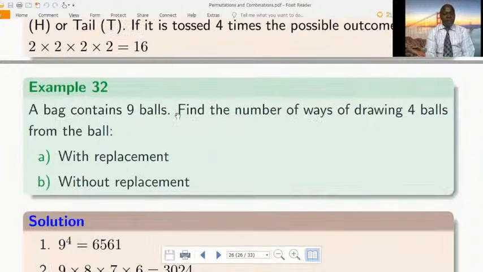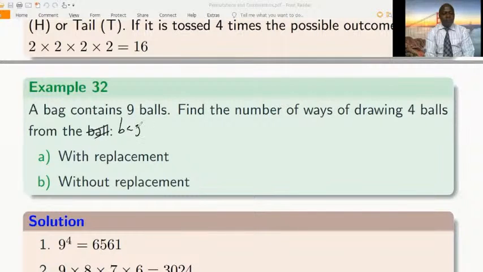Now look at this other question. It's supposed to be from the bag: A with replacement and B without replacement. You've already done a similar question.